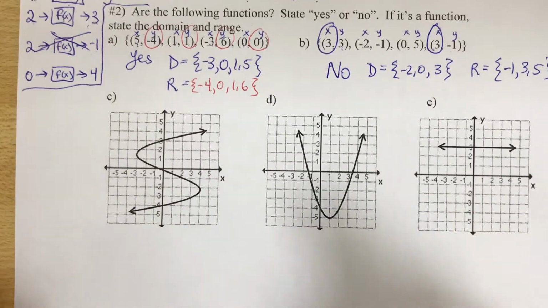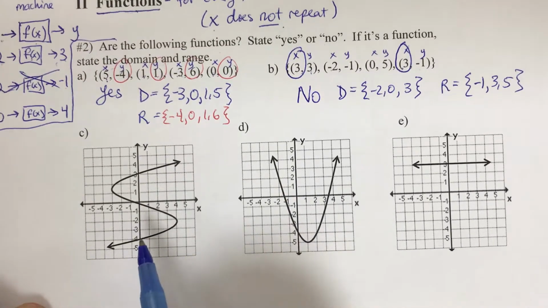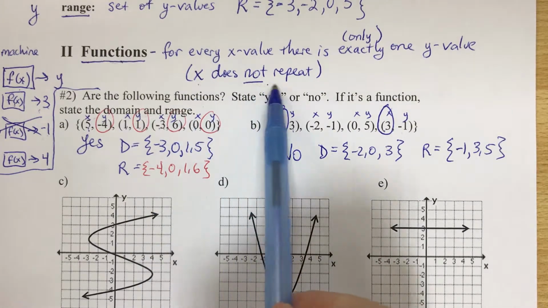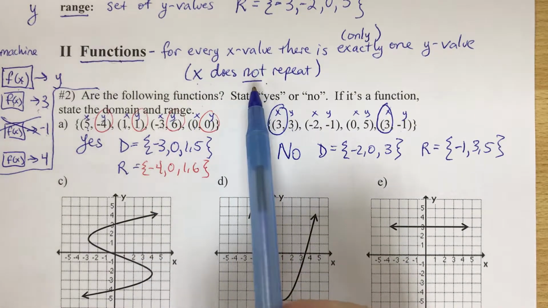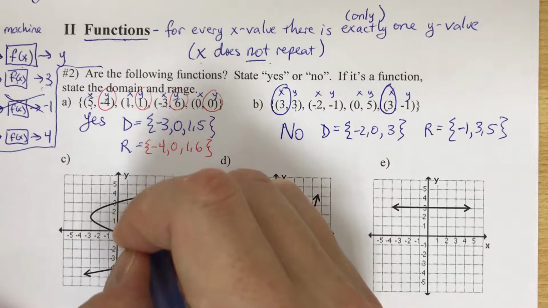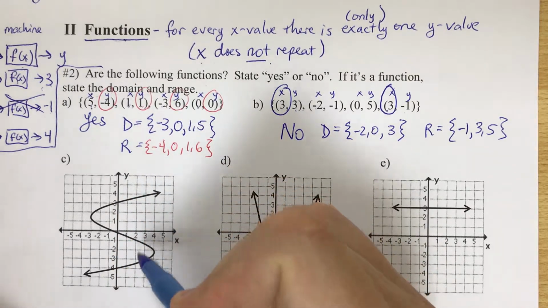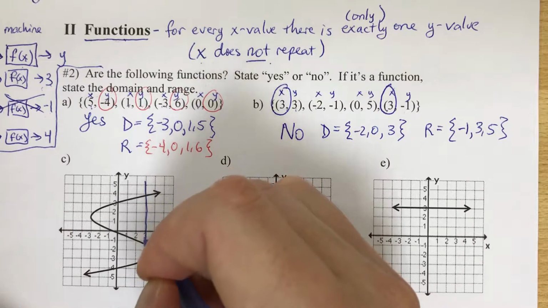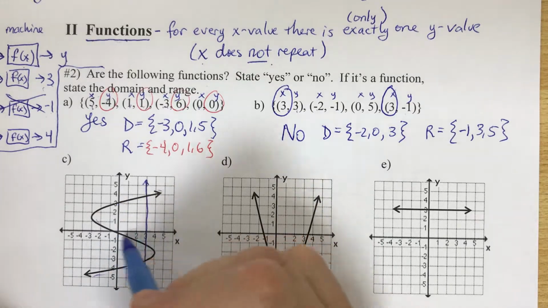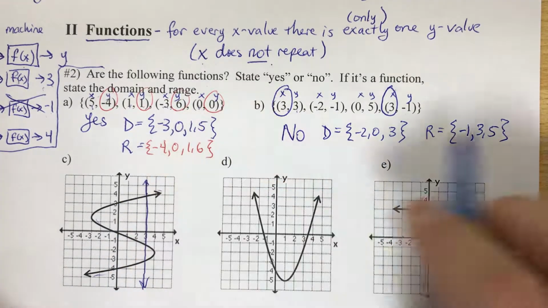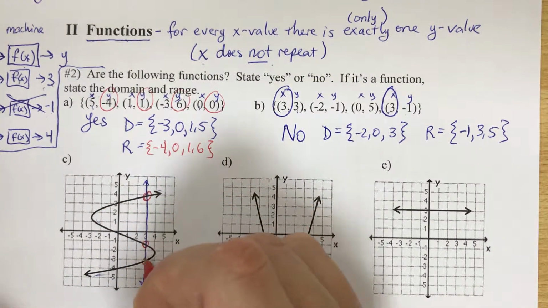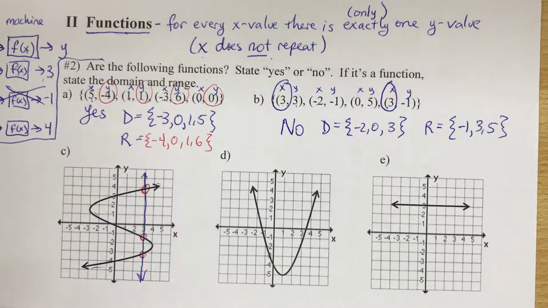Now, what if I'm looking at a graph? How can I determine if this is a function? Well, what does it mean to be a function? X does not repeat. If we're thinking of this visually, let's say that I'm going to draw a vertical line. Okay, I'm going to draw a line up and down. Notice that this line goes through, here's my graph, this curve. Notice that the vertical line intersects this graph, this curve, 1, 2, 3 times. Okay, now why is that significant?